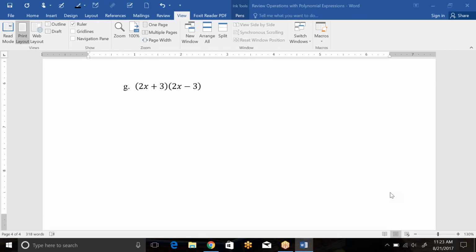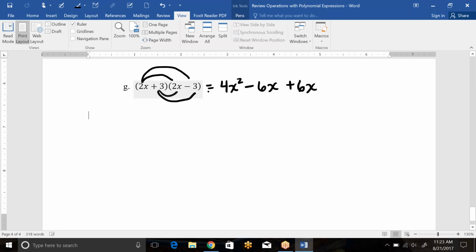Okay, in a final example, part G, we need to FOIL or distribute this out. So this is 2x plus 3 times 2x minus 3, so two binomials that look pretty much identical except for the sign in the middle is different. So when we go to distribute this, this would be 2x times 2x, which is 4x squared, 2x times negative 3, which would be negative 6x, 3 times 2x, which would be positive 6x, and 3 times negative 3, which would be negative 9. When we combine the like terms, the middle terms will actually cancel out, and we're left with two perfect squares that are being subtracted. So 4x squared minus 9.